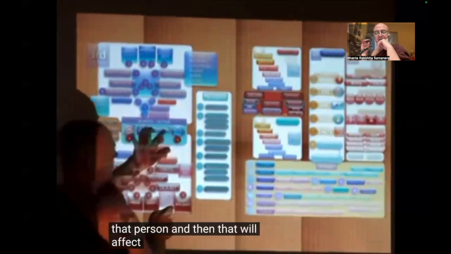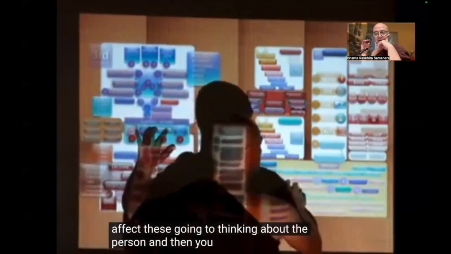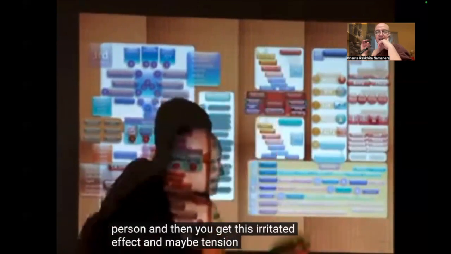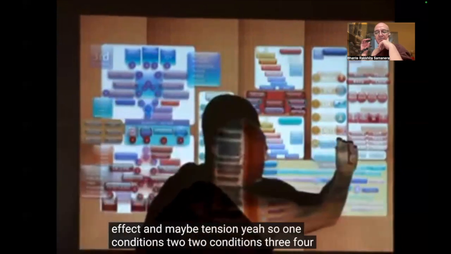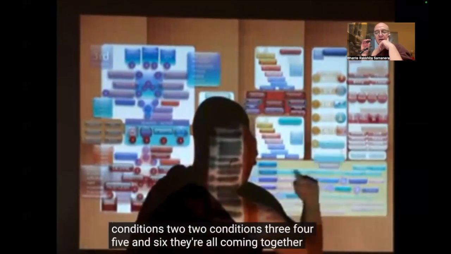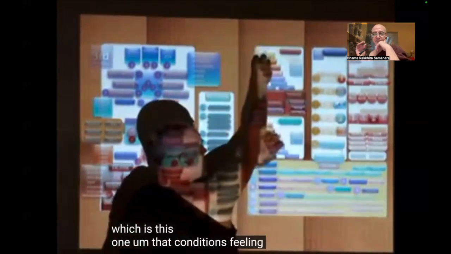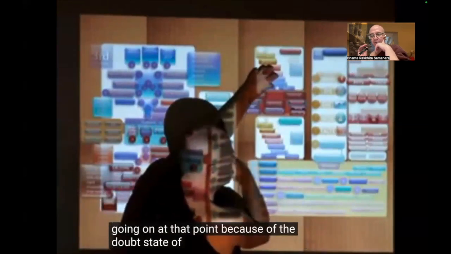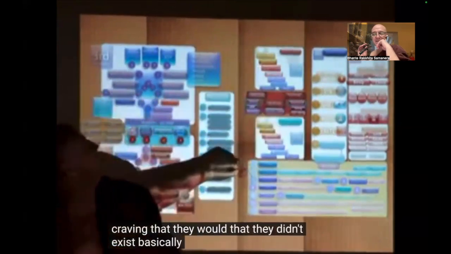And then that will affect these, going to thinking about that person. And then you get this irritated effect and maybe tension. So 1 conditions 2, 2 conditions 3, 3, 4, 5, 6. They're all coming together, which is this one. That conditions feeling. So dependent on that, you've got the irritation going on at that point because of the doubtful state of mind and the agitation. So the next thing that happens is this craving that they didn't exist.